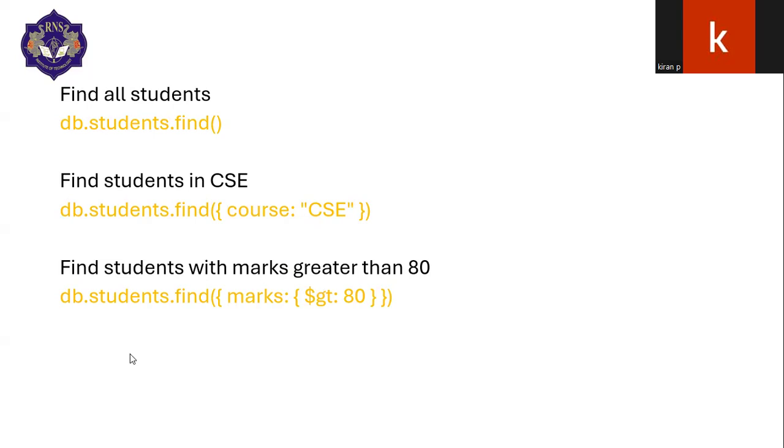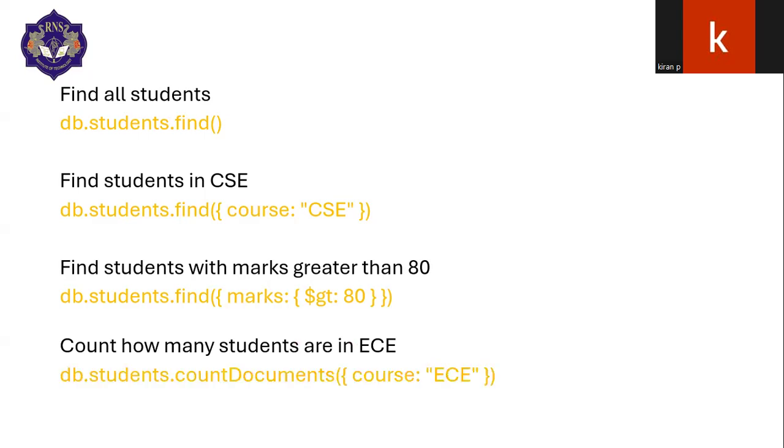Then, count how many students are in ECE. Once again, db.students.countDocuments. I can say course is ECE. I'm trying to find out what the count is. The resultant displayed is 1, based on the course.